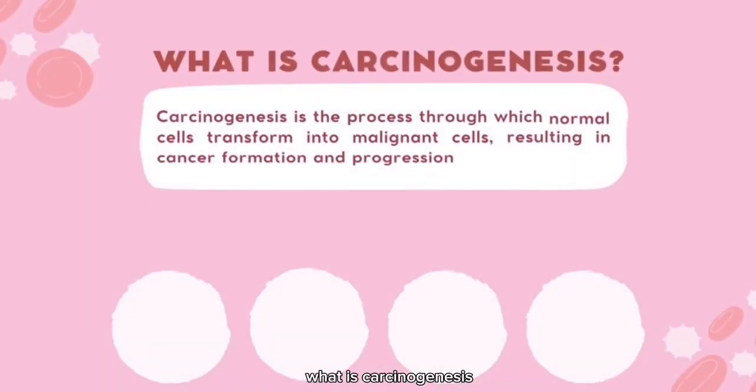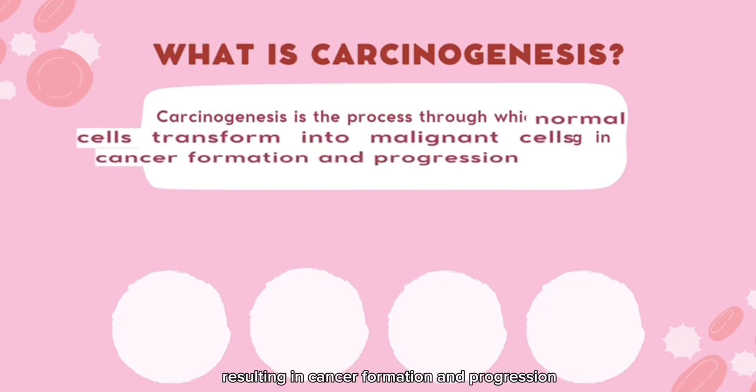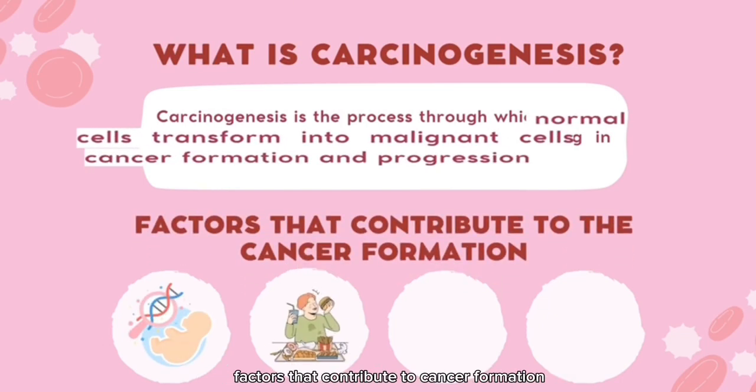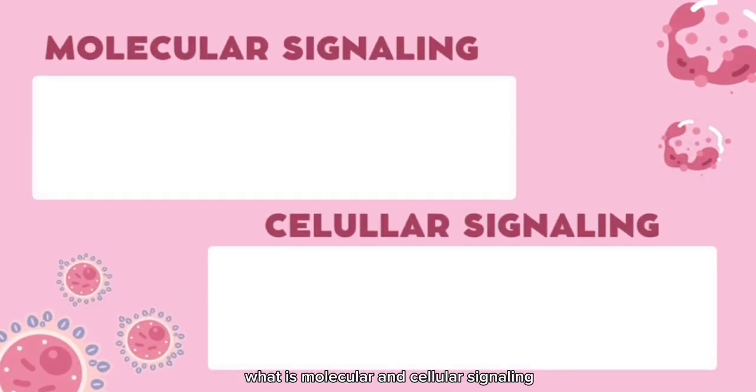What is carcinogenesis? Carcinogenesis is the process through which normal cells transform into malignant cells, resulting in cancer formation and progression. Factors that contribute to cancer formation are genetics, unhealthy lifestyles, exposure to certain chemicals, and chronic inflammation. What is molecular and cellular signaling?